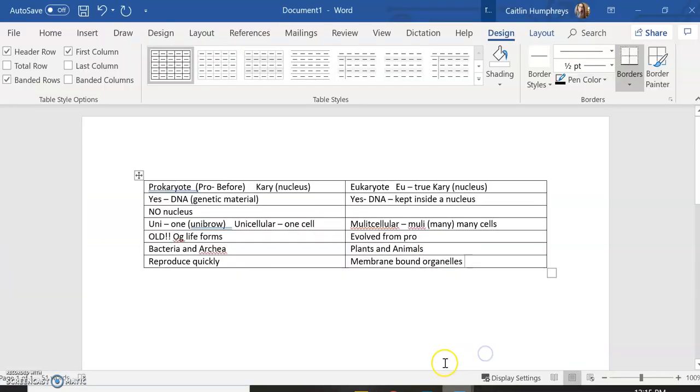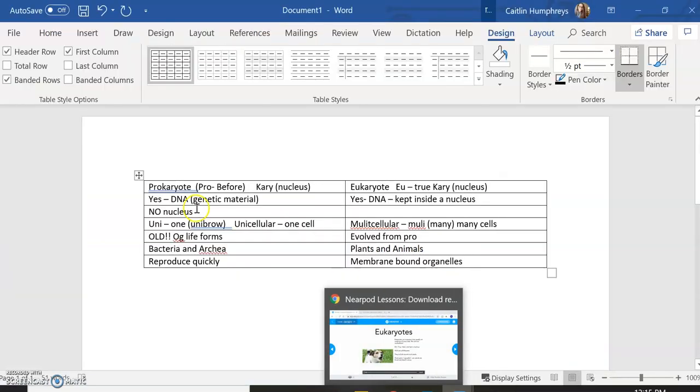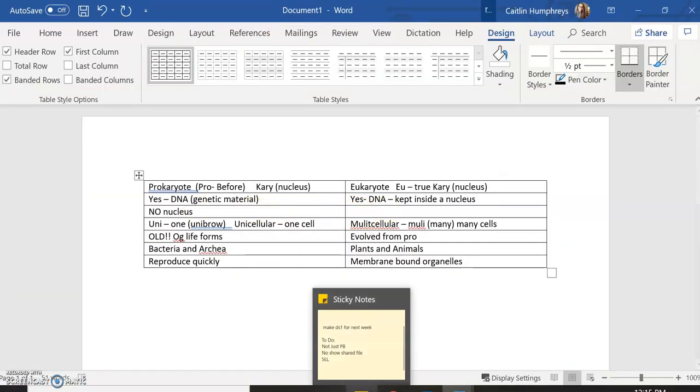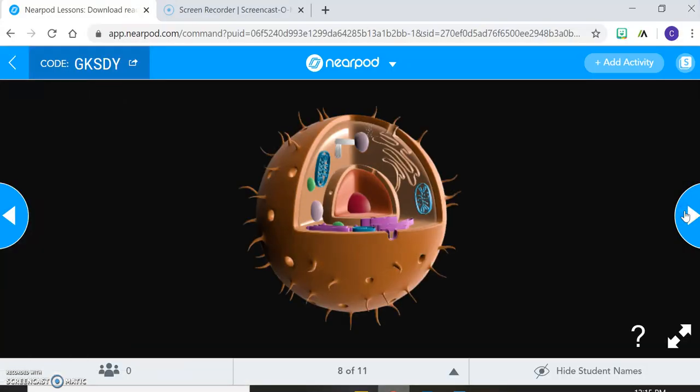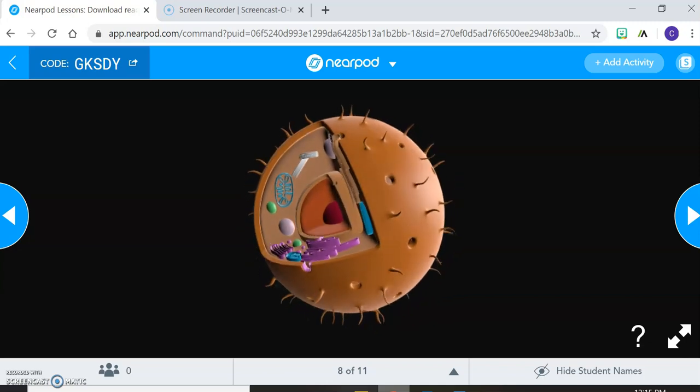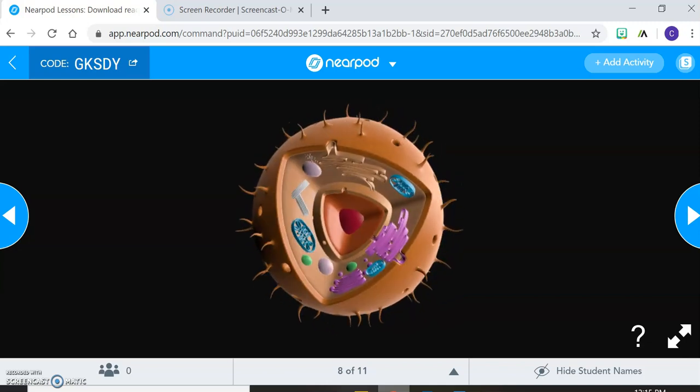So these are eukaryotes and prokaryotes. These are our main conditions that separate them to make them different. So let's look at some examples. This is an animal cell. These are what the cells in your body look like.